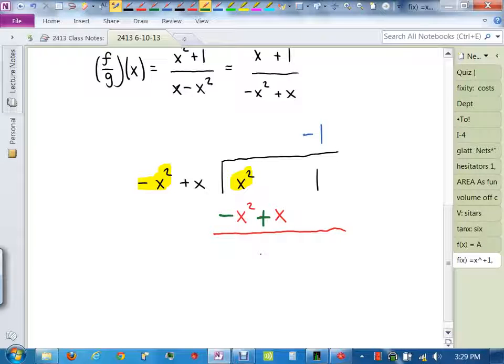What would you get? The x squareds cancel, right? Just x plus 1, right? And now you ask yourself, what do I multiply negative x squared by to get x? And that's where you stop. As soon as the power on the outside is higher than the power on this x down on the bottom, you're done. So this is our remainder, isn't it? That's what's left over. So the way you write that is like this, up on the top, plus your remainder over your divisor.